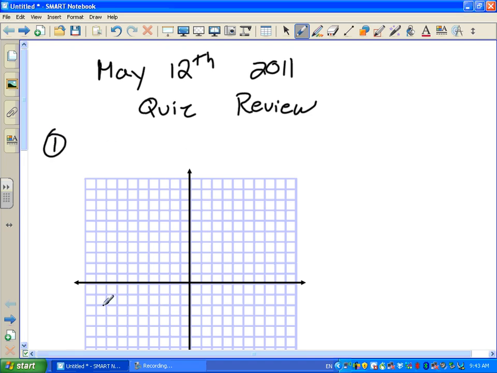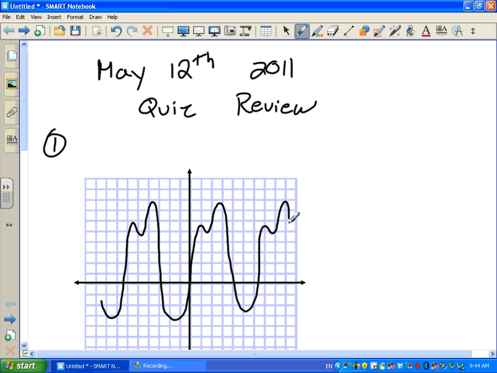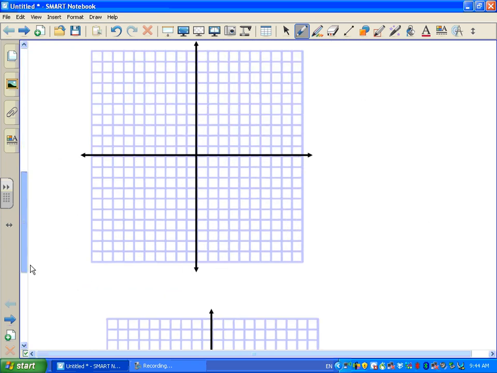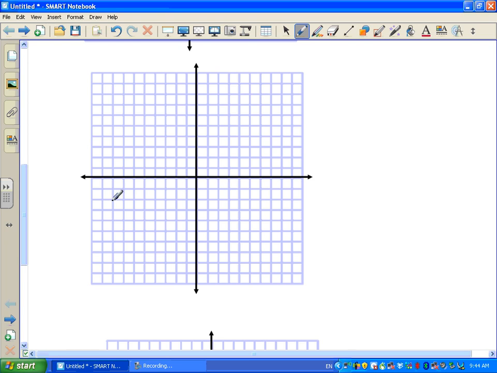The first object they've given you takes roughly this shape. Is this a repeating pattern? Yes. So is it periodic? Yes. Good. I'm assuming most of you got that. Next one. I haven't drawn it perfect, but is this a repeating pattern? Is it periodic?